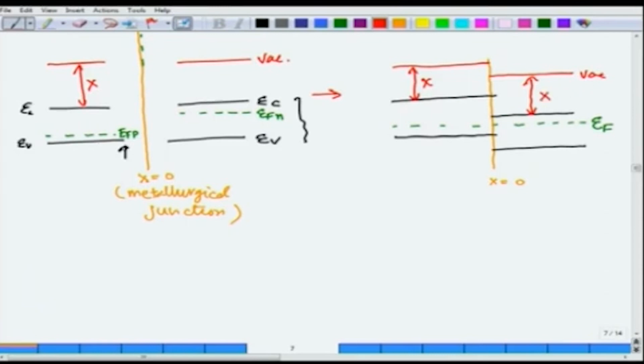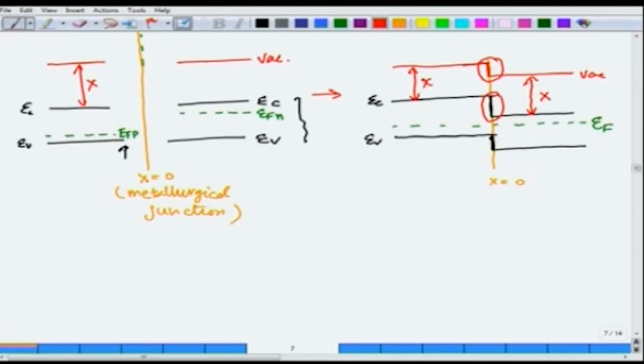Now notice what has happened. This is EC, this is EV, continuing. So the EC and EV, now that I have joined them, I should draw like this. And the vacuum level must be going something like this, following like this, so that everywhere it is continuous. The problem is right here.